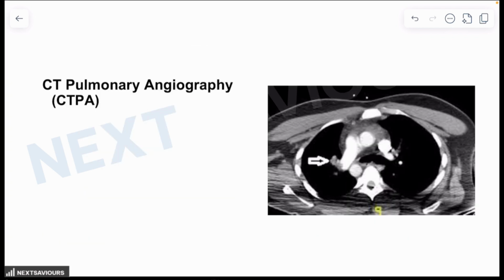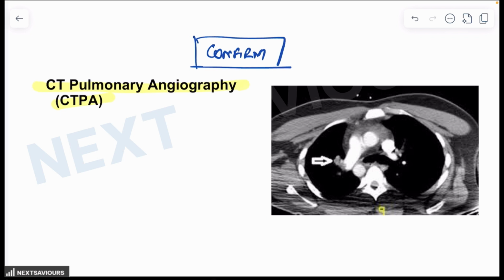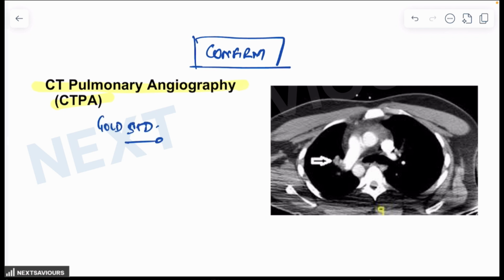Once we are done with the basic investigations, now is the time to confirm the diagnosis based on confirmatory imaging. And the first imaging modality is the CT pulmonary angiography. You know, this CT pulmonary angiography is the gold standard non-invasive imaging for diagnosing the pulmonary embolism. It provides direct visualization of the thrombi within the pulmonary arteries, and it is also used for the assessment of the severity of the obstruction.